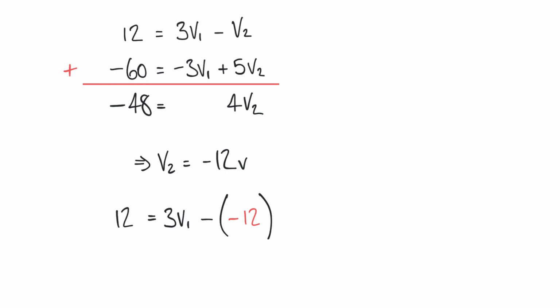And what we can do then is, first of all, this minus minus, we can say that that's a plus, so we have 12 equals 3v1 plus 12. Subtracting 12 from both sides, we get 0 equals 3v1, which means that v1 must be equal to 0 as well. So we've now solved these equations. We've found that v1 is equal to 0 volts, and v2 is equal to minus 12 volts. And we've done that just by using some simple simultaneous equations in this case.